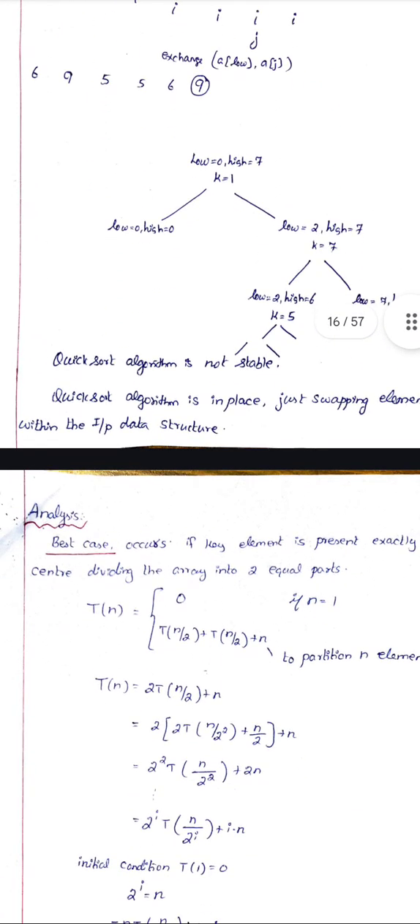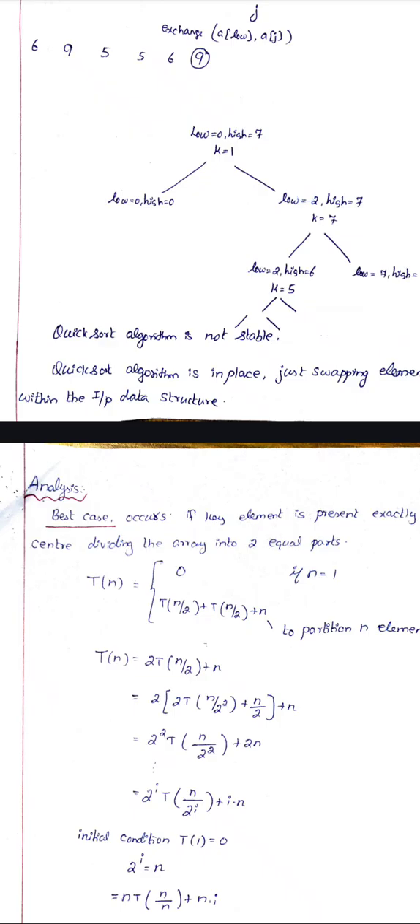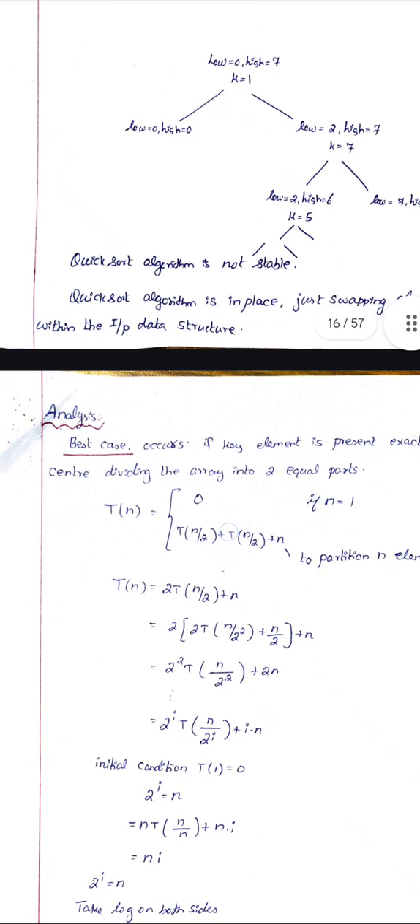Low is 2, high is 7, k equals 7. Low is 2, high is 6, k equals 5. Low is 7, high is 7.